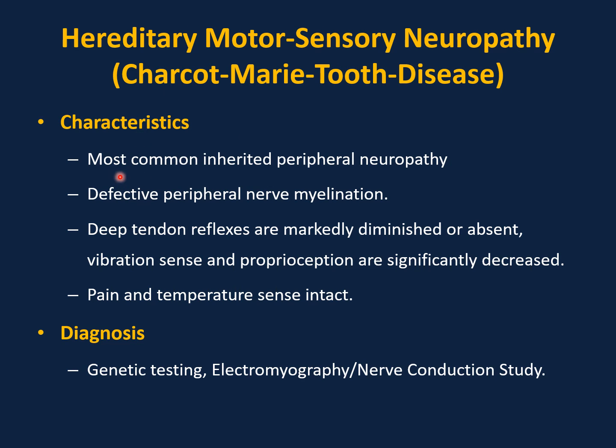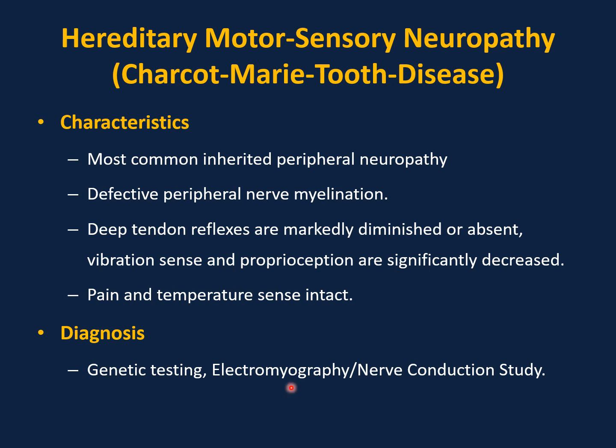Charcot-Marie-Tooth disease, the characteristics: it is the most common inherited peripheral neuropathy. Defective peripheral nerve myelination, deep tendon reflexes are markedly diminished or absent. Vibration sense and proprioception are significantly decreased. Pain and temperature sense are intact.